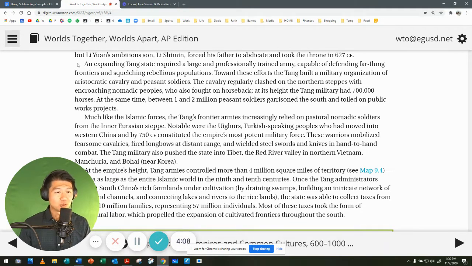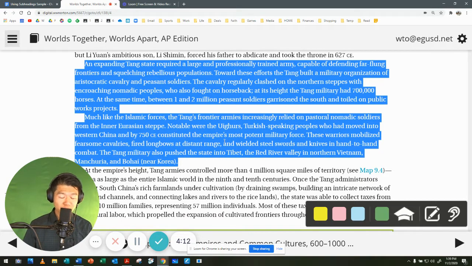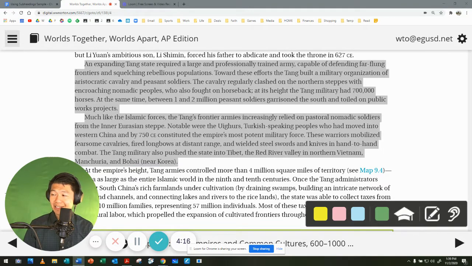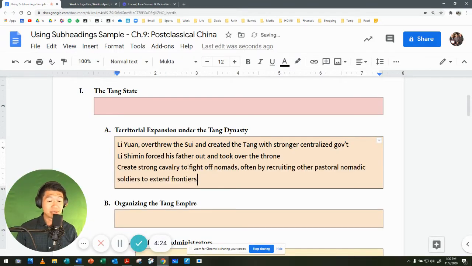From this, you probably would have noted that there is now some sort of expansion by the Tang military to expand the state. One of the things you should have noted is the usage of cavalry, in other words, horse soldiers, as a means to fight off the nomads and also expand further north past the traditional boundaries of the Han Dynasty.